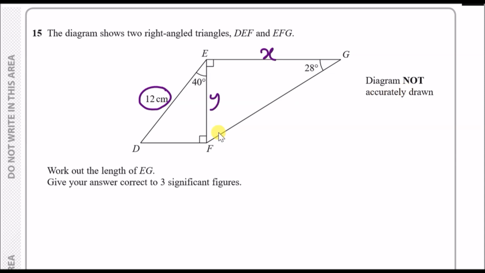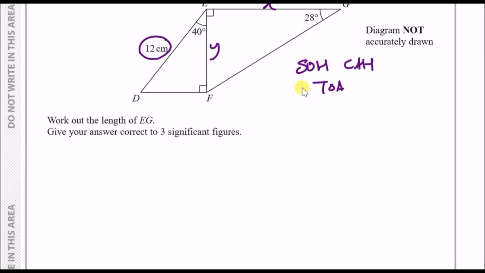Now, every time you have right angle triangles and you have angles involved, always think of SOHCAHTOA. So this is part of trigonometry, where S is the sine, C is the cos, and T is the tan. Now, what I also recommend is that we should always redraw the triangles we're working with. So let's redraw the first triangle. So from the first triangle, we have 40 degrees, we have a length of 12 and an unknown length of Y.